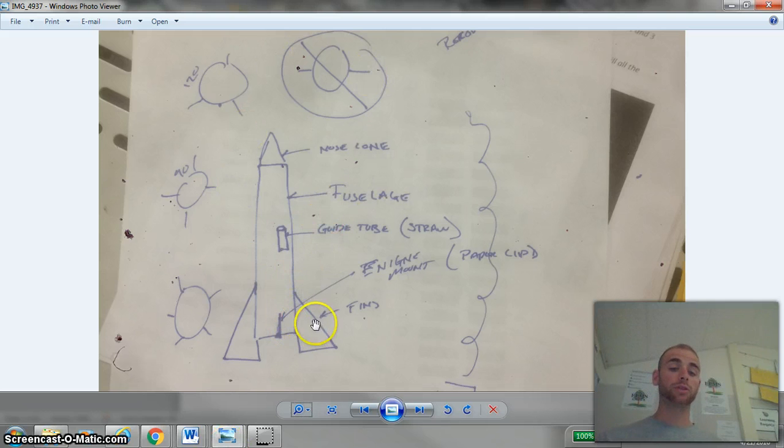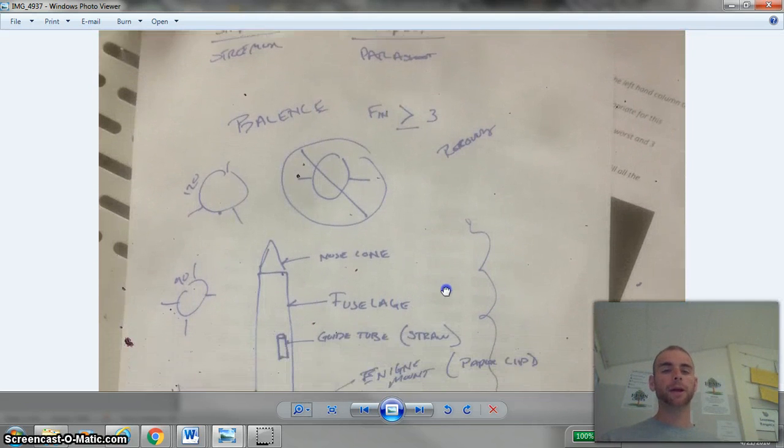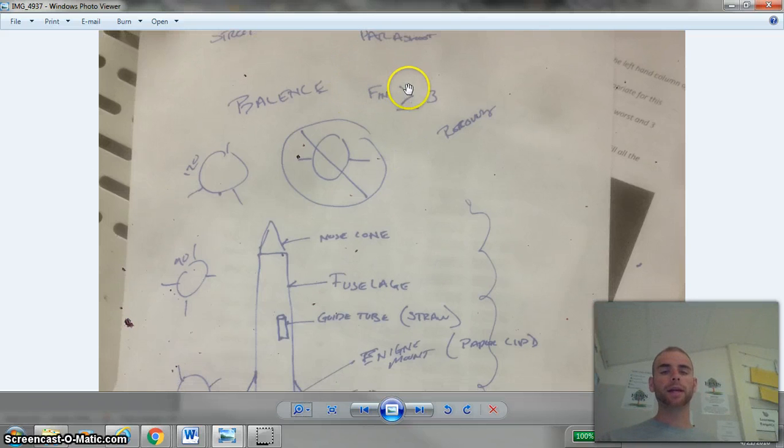Notice, my fins are drawn on the bottom. It's important that they're on the bottom. Also, your nose cone is going to be removable. We'll talk about that later. Up here on the top, I have some symbols. Does everybody recognize this symbol? This symbol is the less than or equal to symbol.